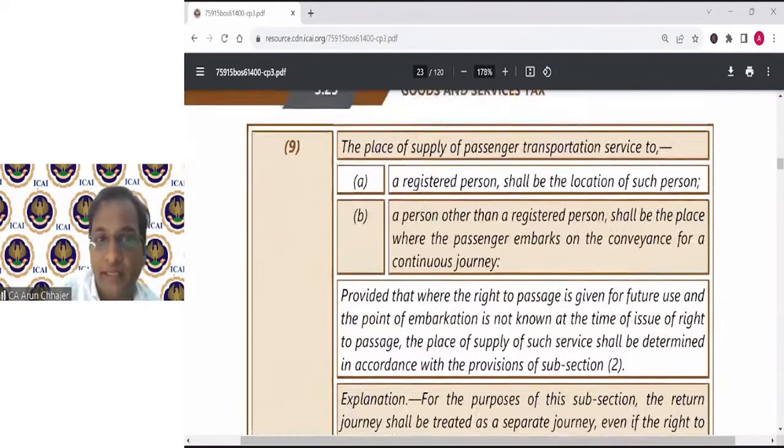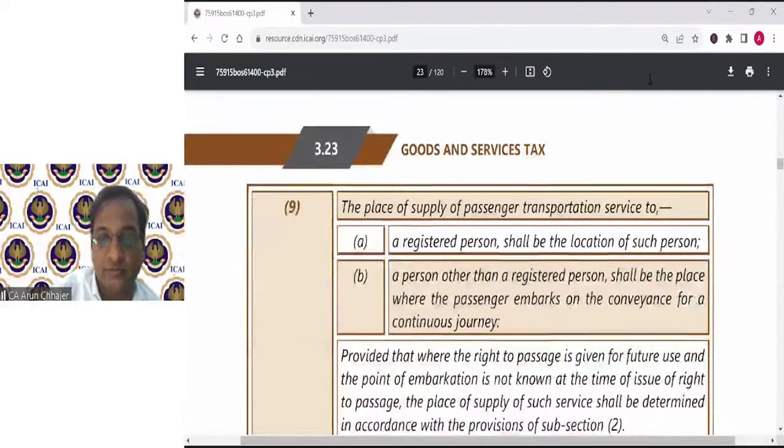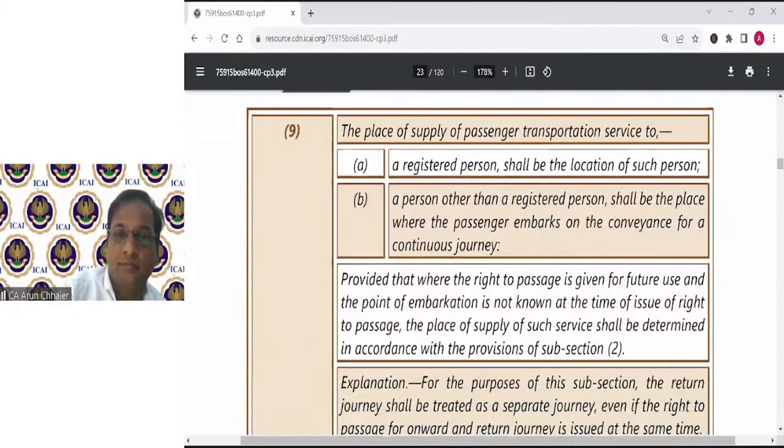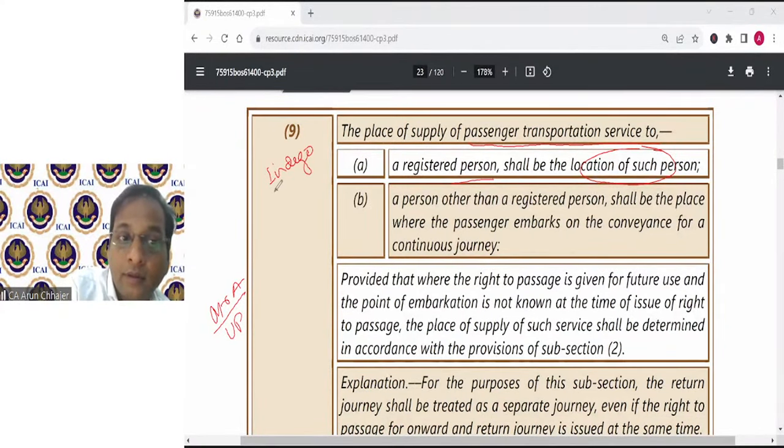Now the place of supply of transportation of passenger. Place of supply of passenger transportation service: for a registered person, it shall be the location of that person. Again, passenger transportation service. Let's say Mr. A, who is registered at UP, is taking a ticket from Indigo. Indigo is registered in Haryana. He is taking the ticket from Delhi to Bangalore.